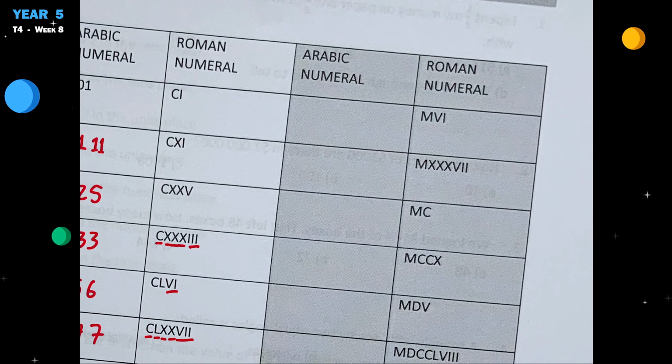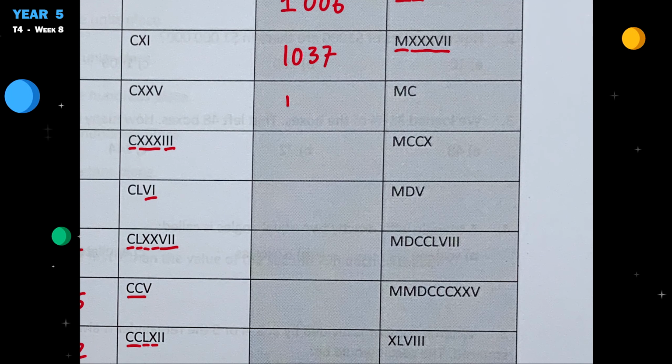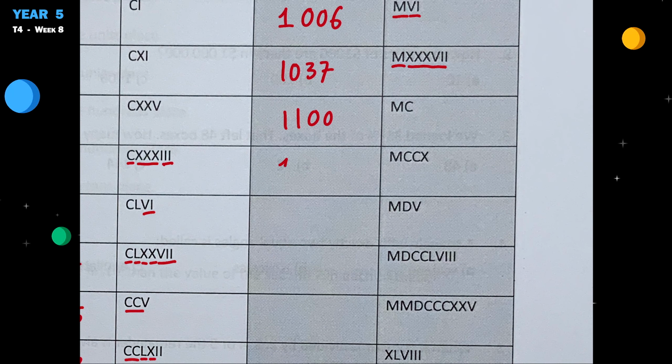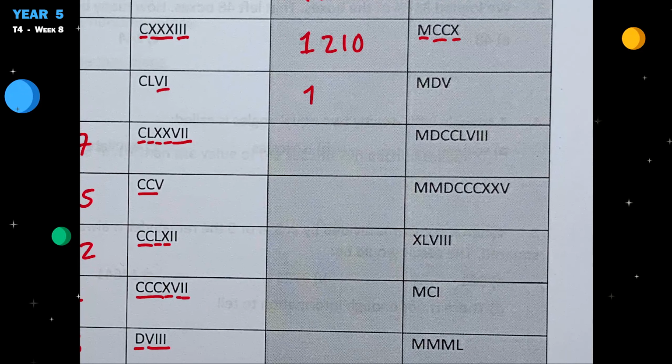Almost done. Now we're going from that to numbers. So this is 1000, 1000, and this is 6. This is 1037. This is 1100. Whoops. This is 1210. 1210. This is 1505.